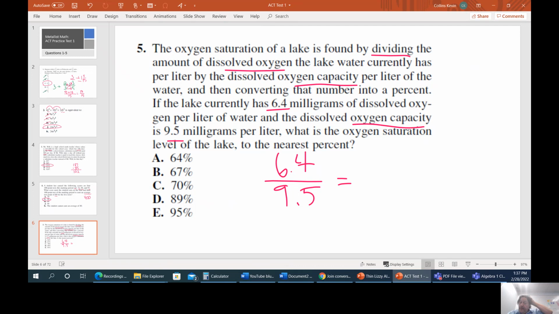So here's the thing: if it was 10, then it would be 64%. But since it's less than 10, the answer is going to be more than 64%. So this one's definitely out. I don't think these make any sense. So I think we're down to these two.